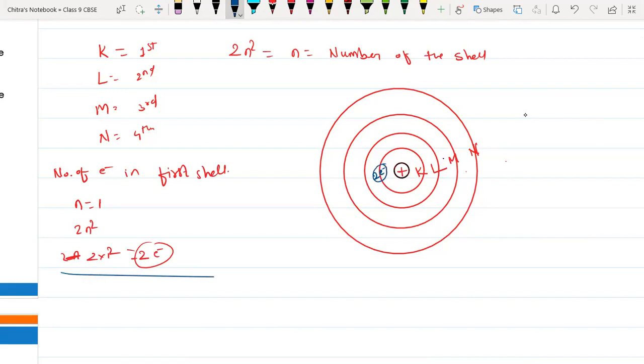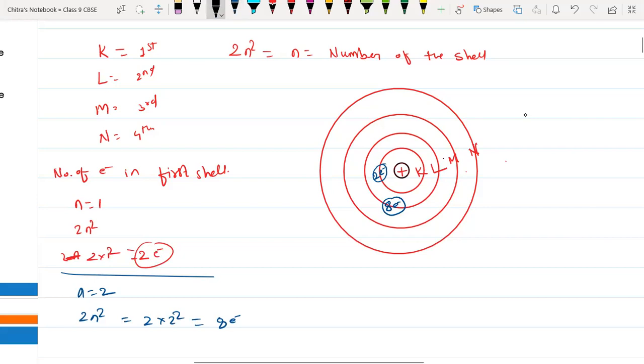Then we have to put n equals 2. We have the formula 2n square. So it will be 2 into 2 square. 2 square is 4, and 4 into 2 is 8. So 8 electrons will be present in the second shell. So I'm writing here 8 electrons.